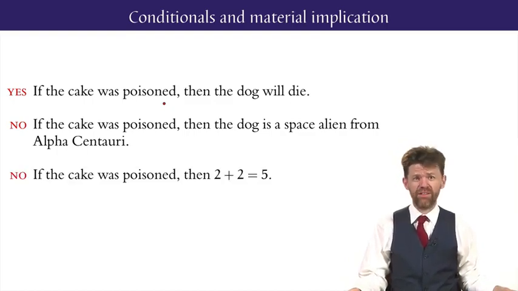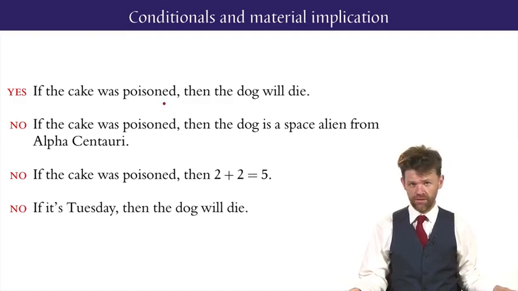That's also true, even though there seems to be absolutely no connection between arithmetic, the claim that 2 plus 2 isn't 5, and the state of the cake. The same goes if we change around the antecedent. If it's Monday, then the statement, it's Tuesday, is false. And the truth table tells us that if it's Tuesday, then the dog will die. It tells us that that's true because the antecedent is false. And that's really not a very reassuring thing to learn on Monday.